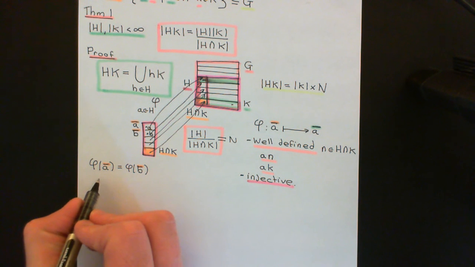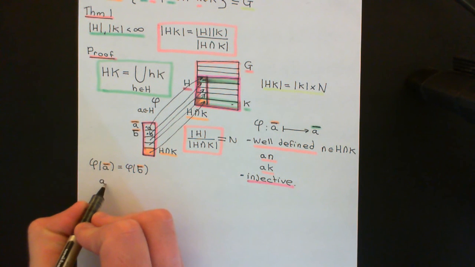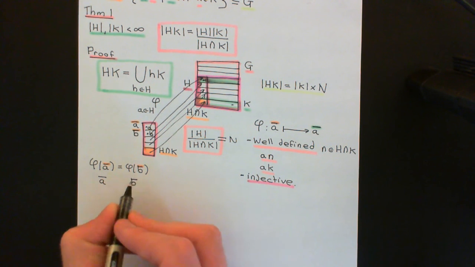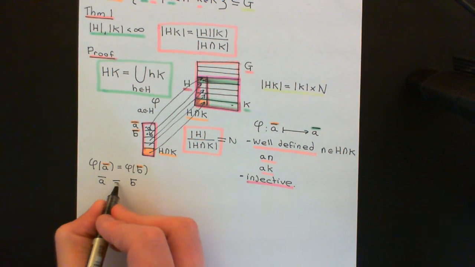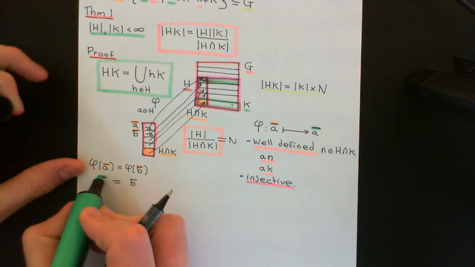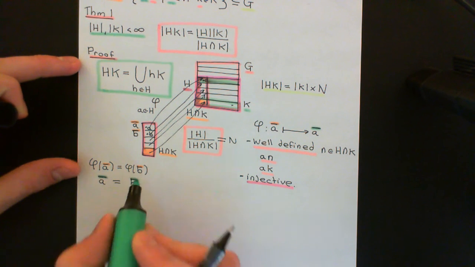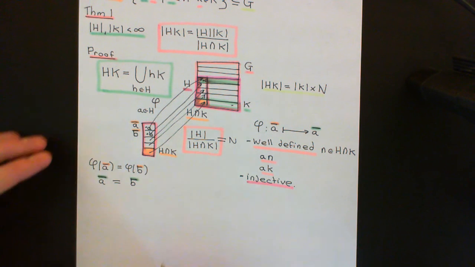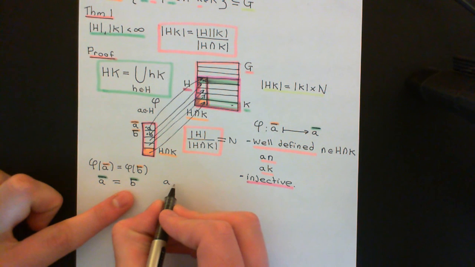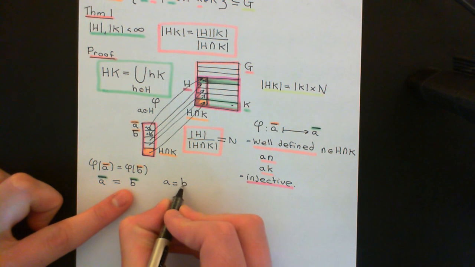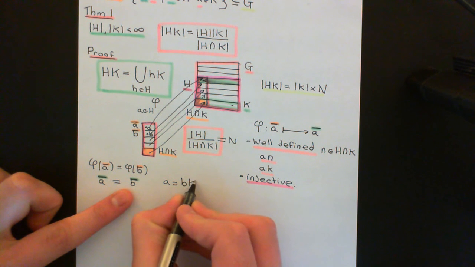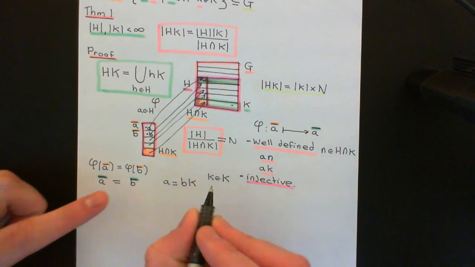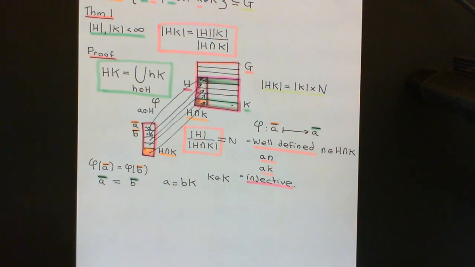Well, phi of A bar, just by definition, will equal the coset of K that contains A, and phi of B bar will just equal the coset of K that contains B. So I'm now saying that the coset of K that contains A is equal to the coset of K that contains B. Okay, so these two things are in the same coset, so that would mean A was in the same coset as B, which would imply that A was equal to B times some element little k, which is an element of capital K. Okay, that's all it means for them to be in the same coset.